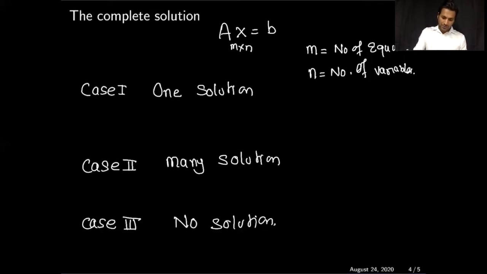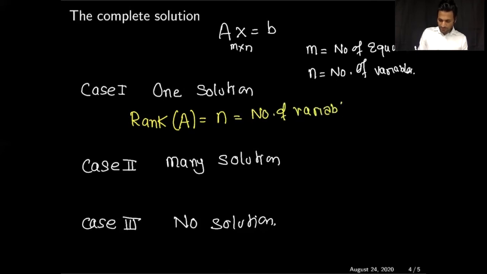Now the question is when we will have one solution of the linear system. It depends on the rank of the matrix. If the rank of the matrix, which is also the number of pivots, is equal to n, in other words equal to the number of variables in the system, and one more condition is needed: the vector B on the right hand side must also belong to the column space.